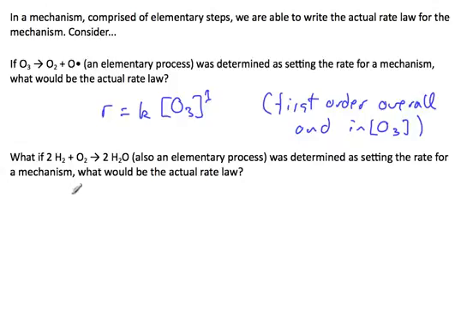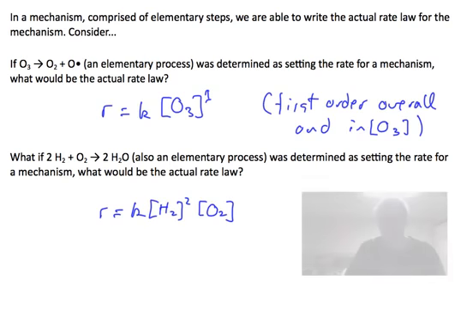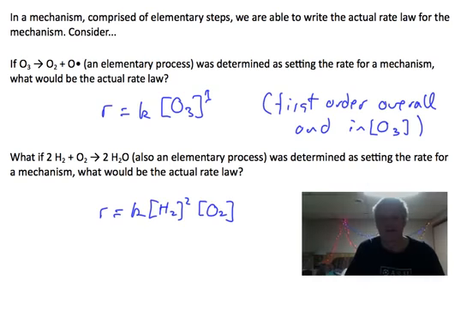Here's the second example. We have the formation of water from hydrogen and oxygen. Again, this is an elementary process. This is a trimolecular process. It sets the rate in a mechanism, so the overall rate law is going to be R equals k [H2]^2 [O2]. Again, the coefficients set the rate law. They become the exponents. And that's really all I wanted to say about reaction mechanisms to begin with.